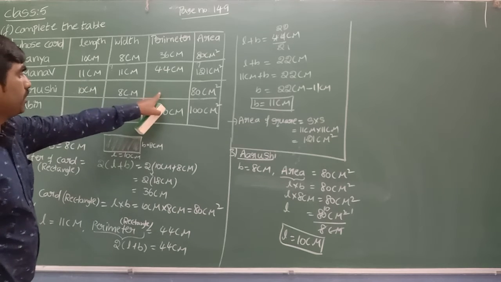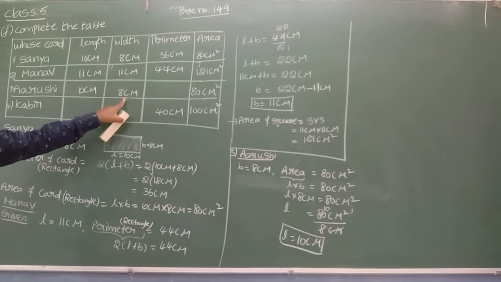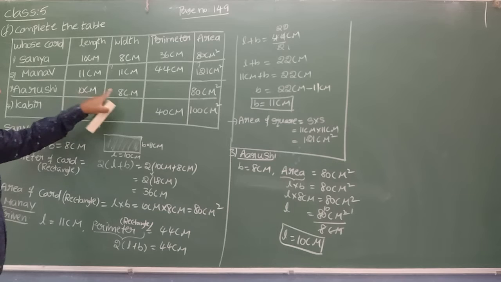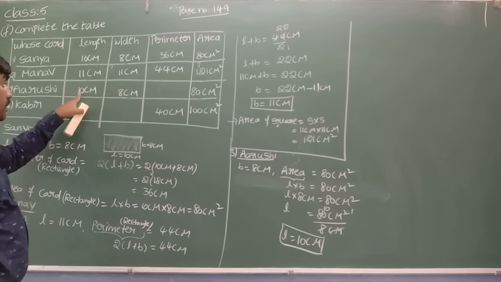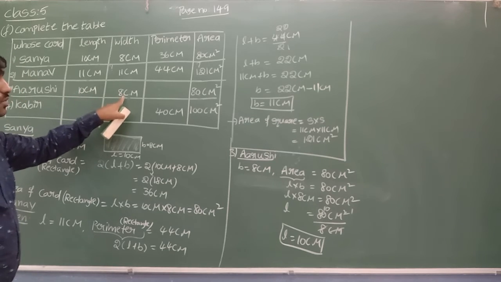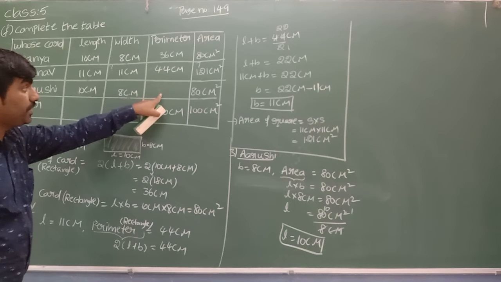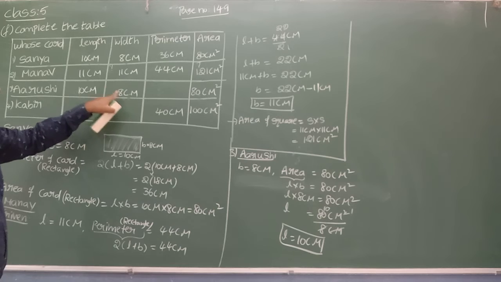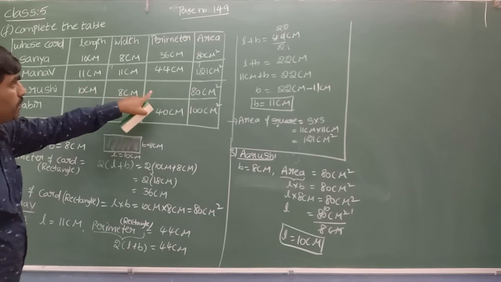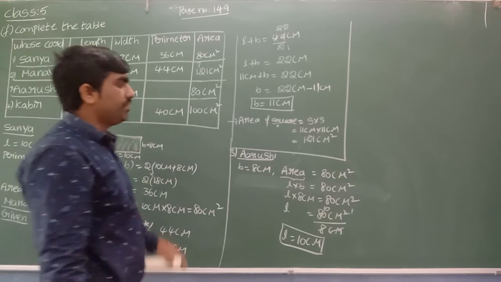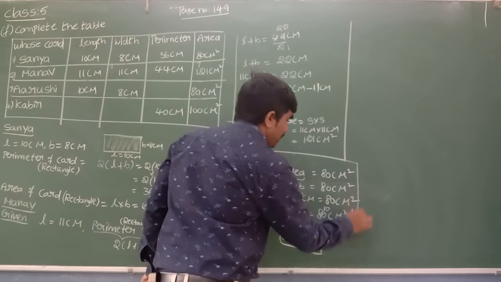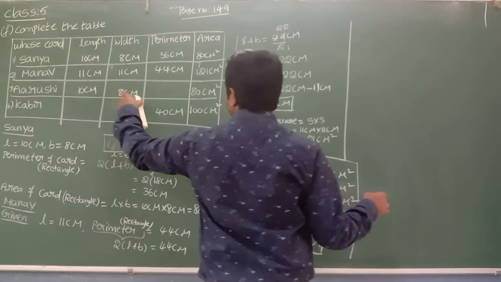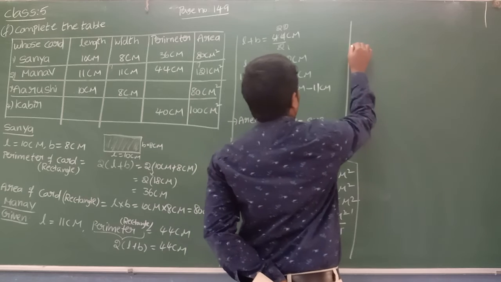Now we have to find the perimeter. We know the length and breadth. Length is equal to 10, breadth is equal to 8. So length and breadth are different. Which formula can we take to find the perimeter? Yes, we take perimeter of rectangle. Since length and breadth are different, we take perimeter of rectangle, or you can go with the sum of all sides also. I can go with the rectangle formula.